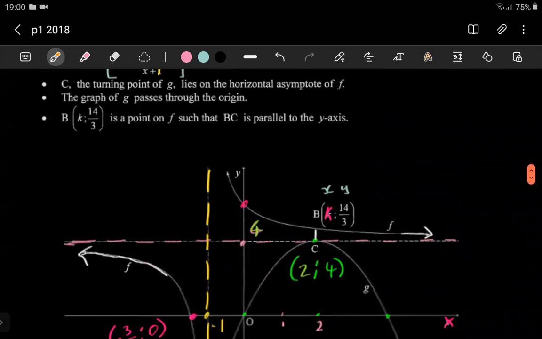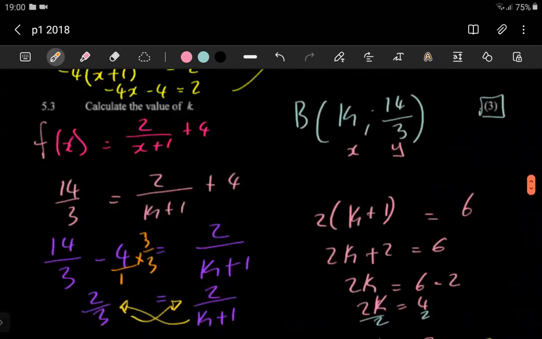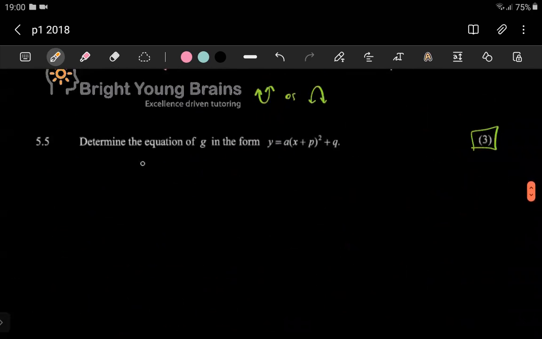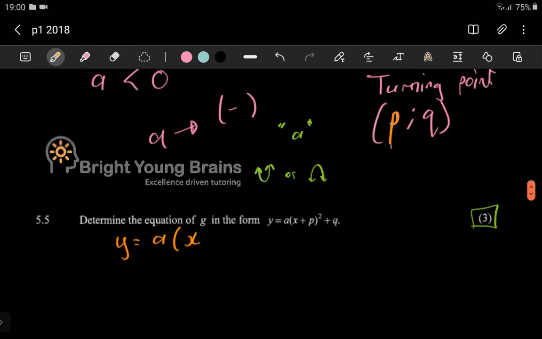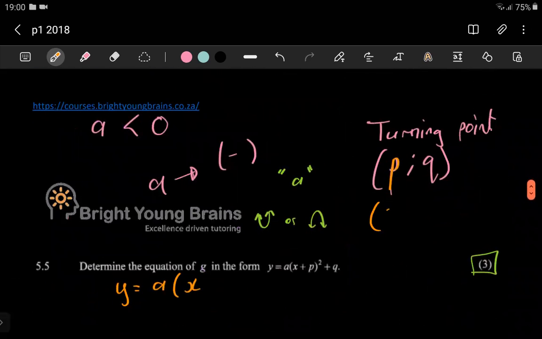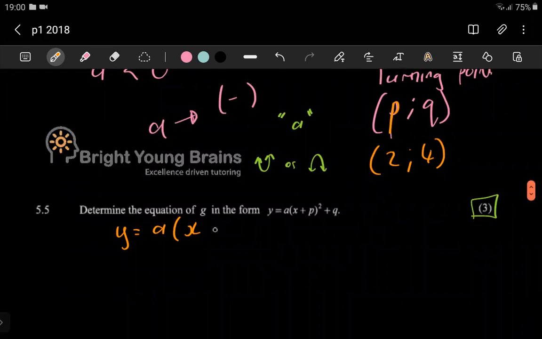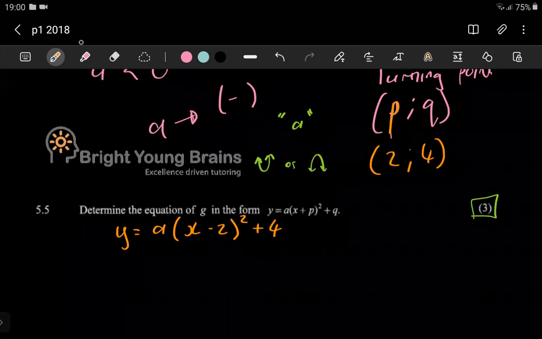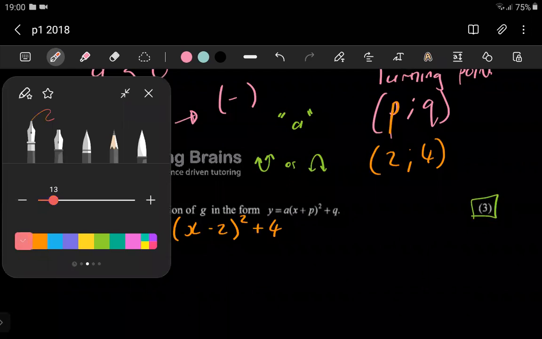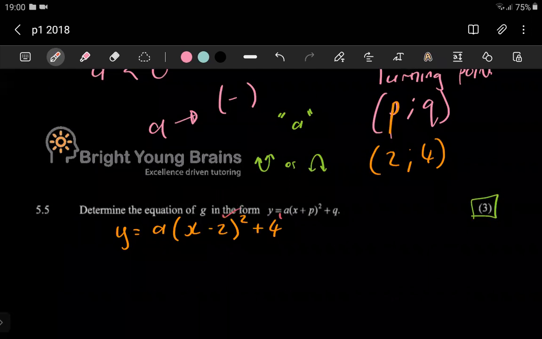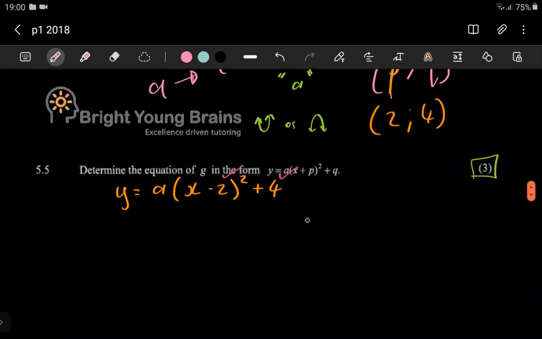What I mean is, in the equation of your graph, you have here y is equal to a. We don't have a yet, so let's just put a. Here, you need to be careful, because your turning point is (2, 4). For P, you're going to have to put a -2, but then for Q, you take it as it is. I'm going to put a +4 there. So far, you can imagine this is going to give you 2 marks, because of this and because of that. But why get 2 marks when you can get all 3?